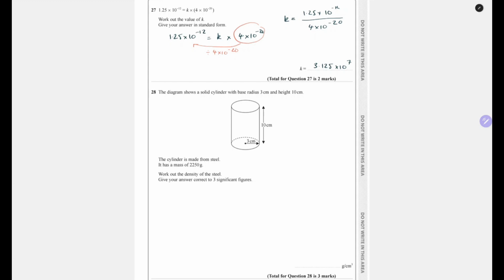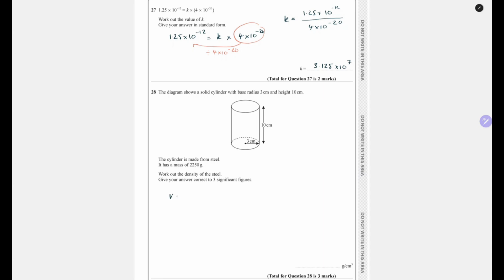Question 28 says, the diagram shows a solid cylinder with a base radius 3 centimeters and height 10 centimeters. The cylinder is made from steel. It has a mass of 2,250 grams. Work out the density of the steel. Give your answer correct to 3 significant figures. So the first thing that we need to do is work out the volume of the cylinder.